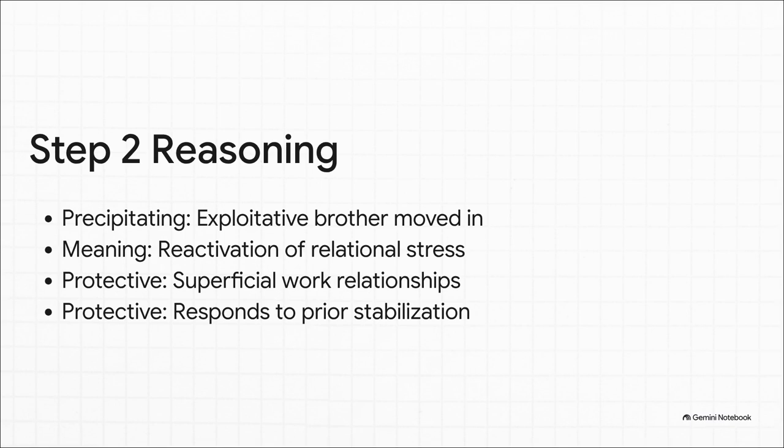Moving to step 2. The precipitating event is her exploitative brother moving in. But what is the dynamic meaning of that? It's a massive reactivation of relational stress that simply overloaded her affect tolerance. Fortunately, we do have protective factors to work with. She manages to maintain superficial relationships at work, and history shows she responds well to treatment stabilization.